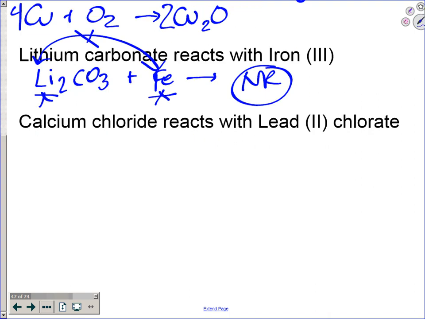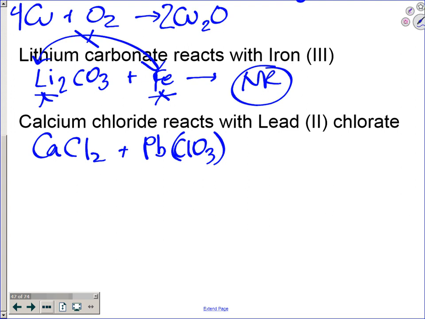Calcium chloride reacts with lead 2 chlorate. What kind of reaction is this? 5 types. What type? Double replacement. It's easy to see because you have an ionic and an ionic reacting. So what's the formula for calcium chloride, everybody? CaCl2. Pb(ClO3)2. Lead 2, chlorate 1, crisscross.